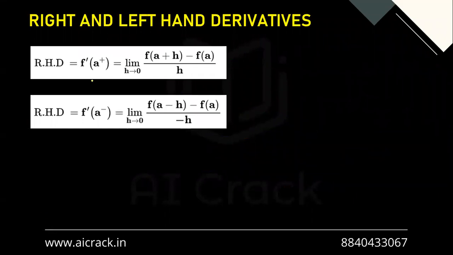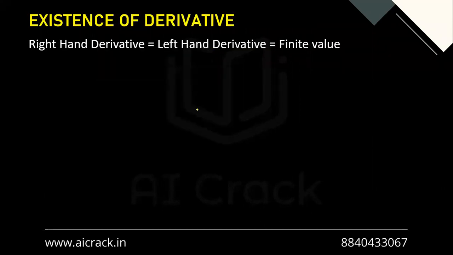So these are the two final formulas. f dash a plus, or right hand derivative, equals limit h approaches 0, f of a plus h minus f of a divided by h. Okay, no, this is not right hand derivative, this is left hand derivative. Left hand derivative would be f dash a minus equals limit h approaches 0, f of a minus h minus f of a divided by minus h. You have to understand the formula. You have to understand the derivation from where these formulas came.